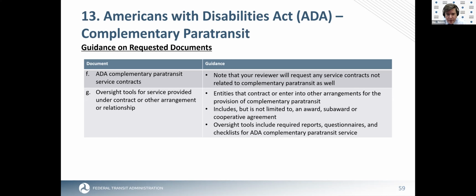And under G, we have oversight tools for service provided under contract or other arrangement or relationship. First of all, when we think of contractor arrangement, think very broadly. It includes award, sub-award, cooperative agreement, all sorts of things. You want to provide any oversight tools that you have, any reports showing that you've conducted oversight, questionnaires and checklists that you're using to ensure ADA complementary paratransit service requirements are being met.